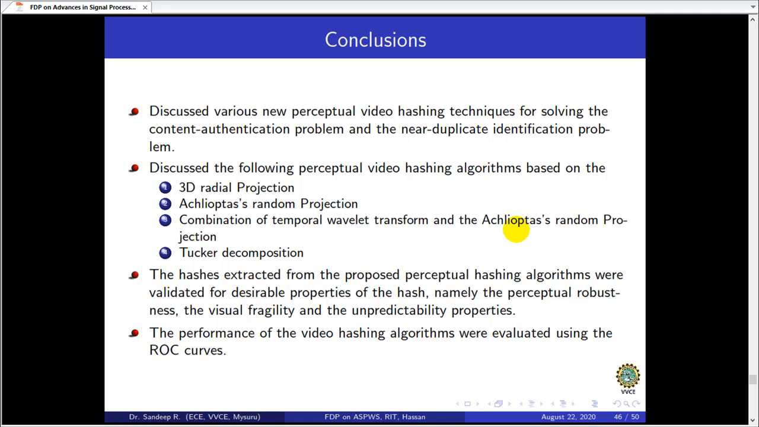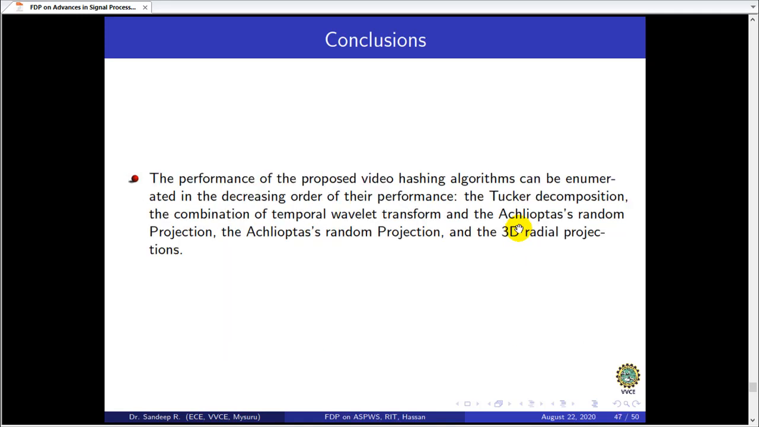The hashes extracted from the proposed perceptual video hashing algorithms were validated for the desirable properties of the hash, namely the unpredictability property, visual fragility property, and perceptual robustness property. And the performance of the video hashing algorithms was evaluated using the ROC curves. So the performance of the proposed video hashing algorithms can be enumerated in decreasing order. The best performing algorithm is the Tucker decomposition, followed by the combination of the temporal wavelet transform and the Achlioptas random projection, then the video hashing based on Achlioptas random projection alone, and finally the three-dimensional radial projection.